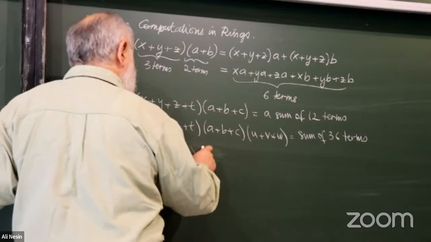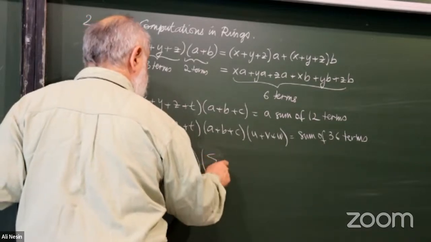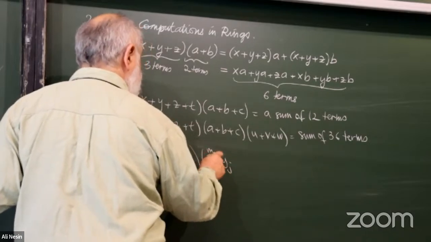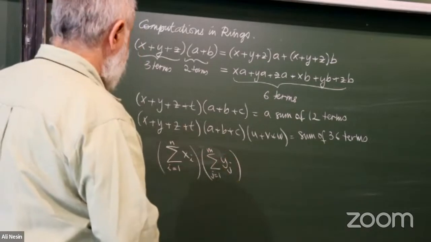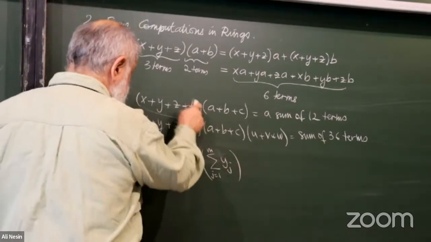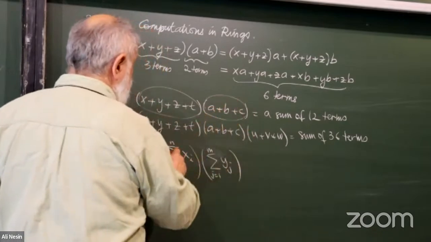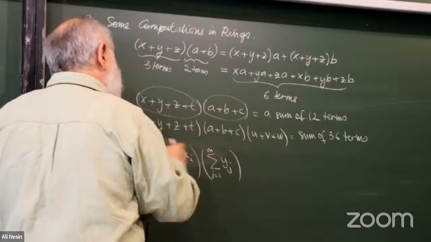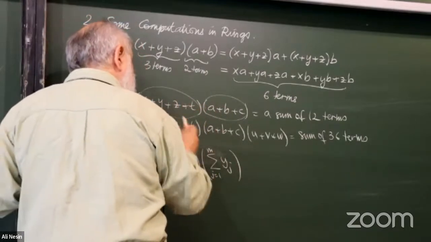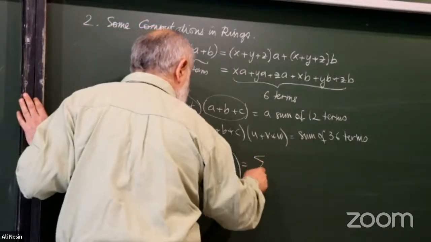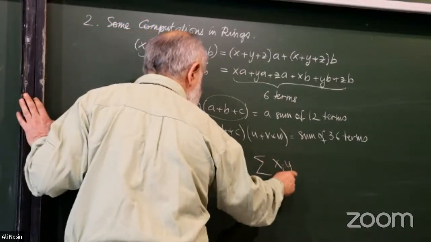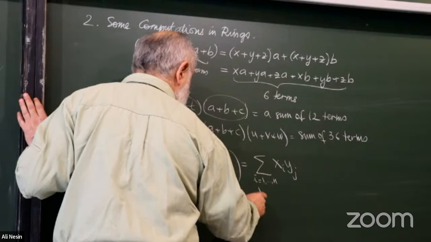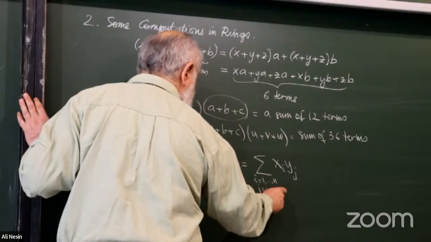You multiply this with something else, yj, j going from 1 to m. What do you do? In here, you take one term from here, one term from here, so y times c, z times b, x times a, and so on. And you add them. You multiply these terms, and then you add them. This will be equal to the sum of xi times yj, i going from 1 to n, and j going from 1 to m, of course. Right?